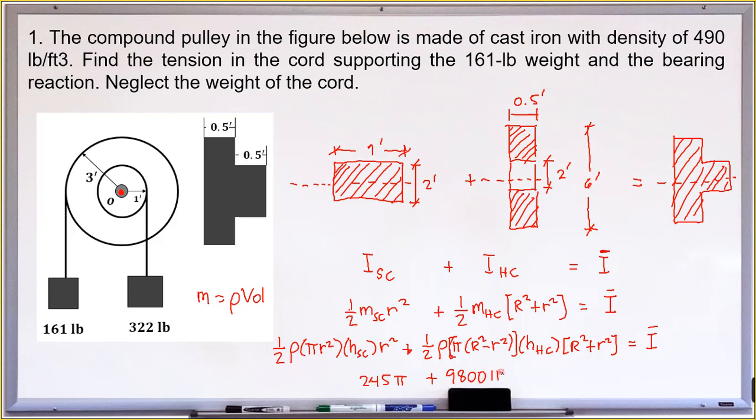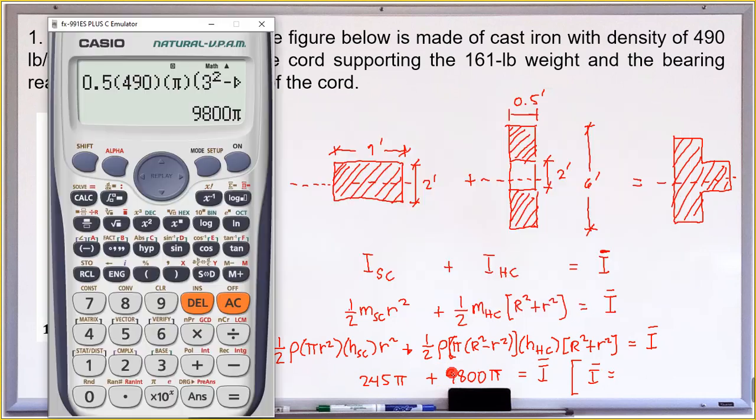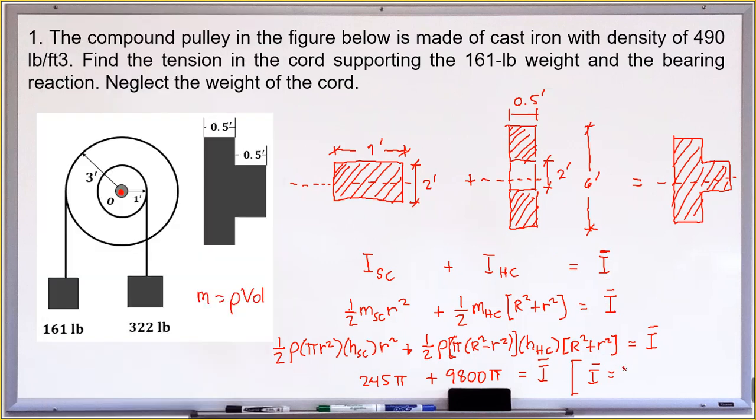So we have 9,800 pi, which is equal to I bar, or simply I bar is equal to, let's add this. So 9,800 pi plus 245 pi. The result is 10,045 pi. So we have 10,045 pi.